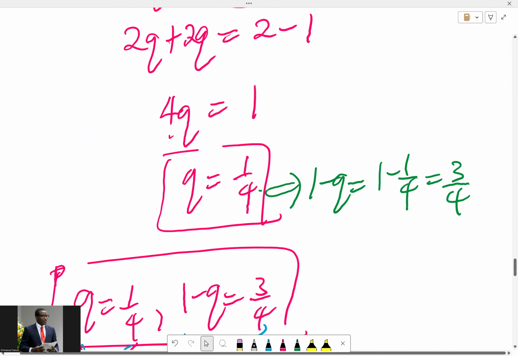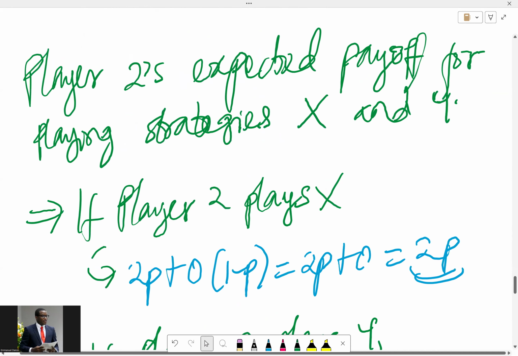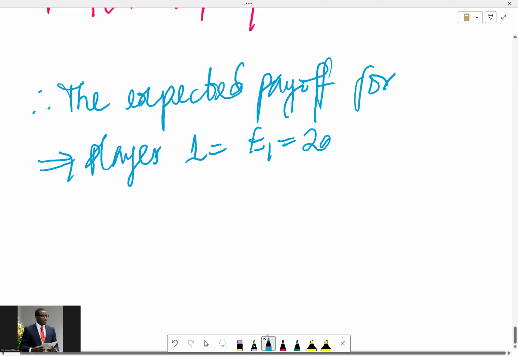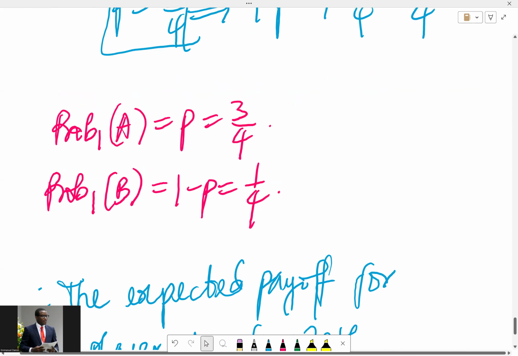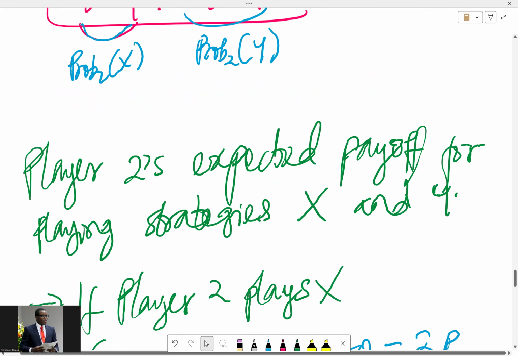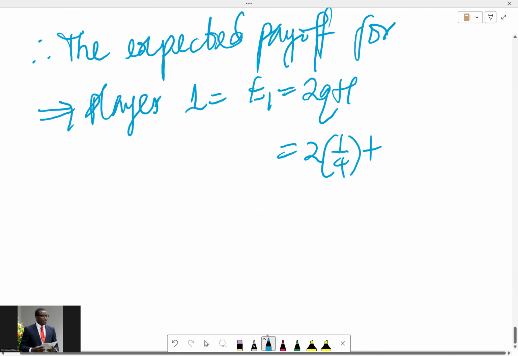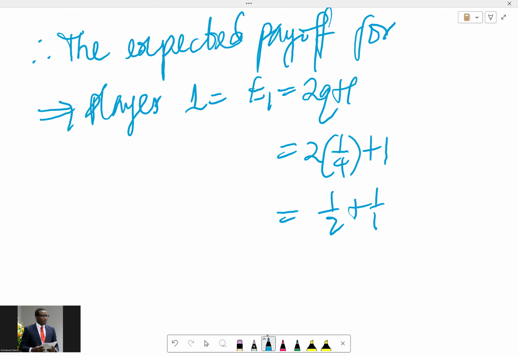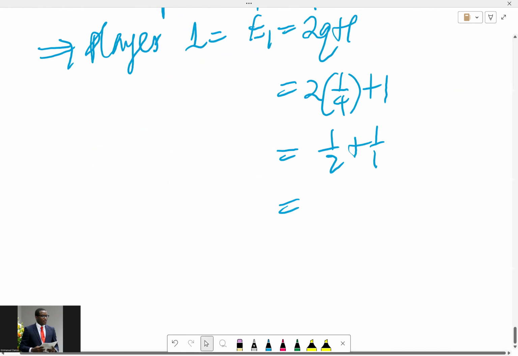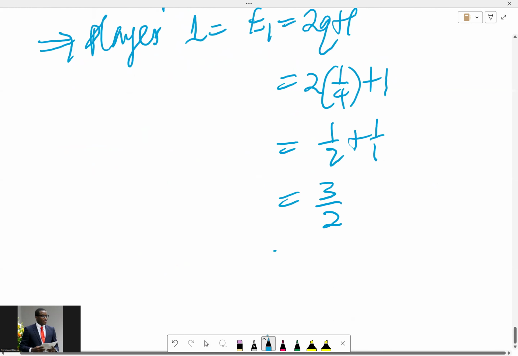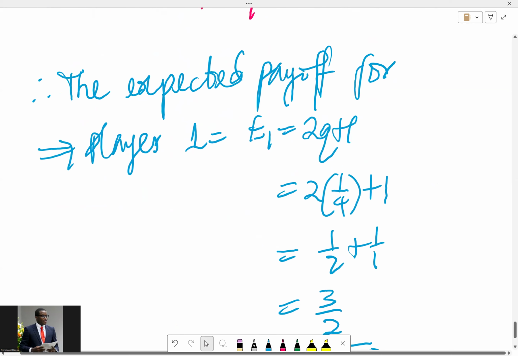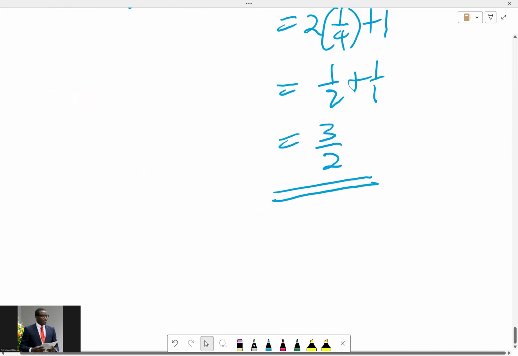So you can pick 2q plus 1 or 2 minus 2q. It's the same thing. So let's say 2q plus 1, and that is 2 times q. The q we got was 1 over 4. So this is 2 times 1 over 4 plus 1, that is 1 over 2 plus 1, that is simply 3 over 2. This is the expected payoff for player one.